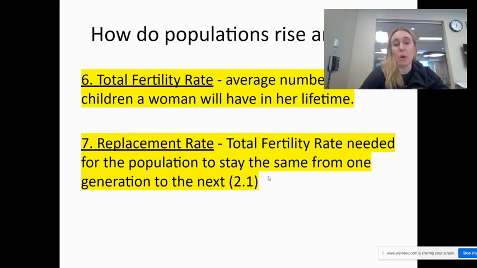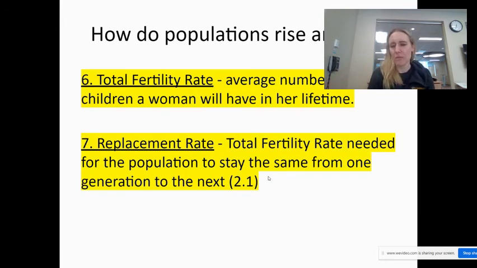Now, because at least at this point, only women have children, if we want to just replace the population, we don't want it to grow or shrink, the replacement rate is going to be about 2, meaning that if every woman had about 2 children, they would replace themselves, they would replace a male counterpart, and that population over time wouldn't get any bigger, but it wouldn't get any smaller either. The replacement rate is the total fertility rate needed for a population to stay the same from one generation to the next.